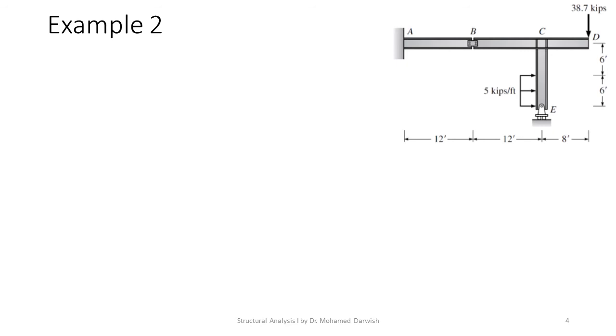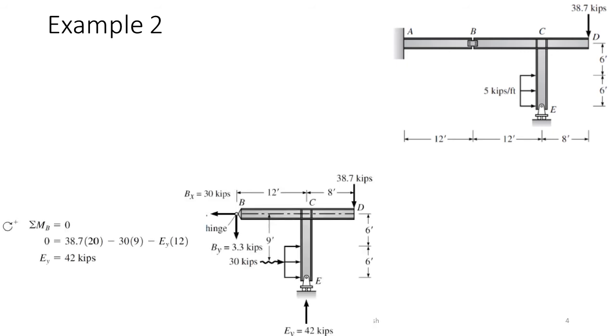The other example here, you could see you have a cantilever connected with an intermediate hinge to a frame. So if we substructure this structure, we will see the following. We will see that sigma moment about B will give us 0 because B is an intermediate hinge. So 38.7 times 20 minus 30 times 9. What's the 30? The 30 is 5 times 6. What's the 9? The 9 is 6 plus 3.